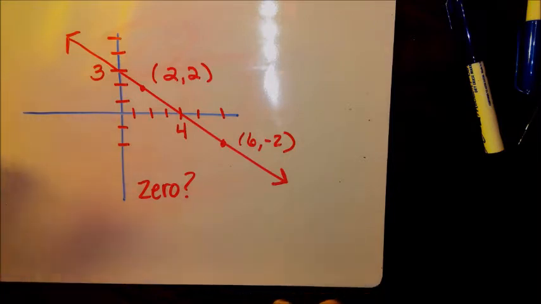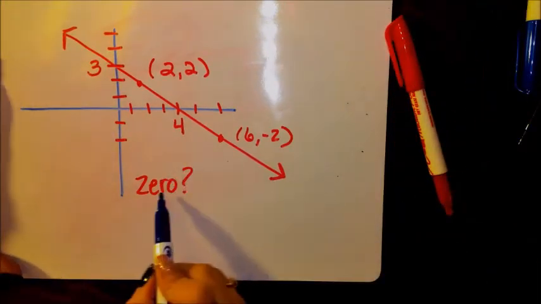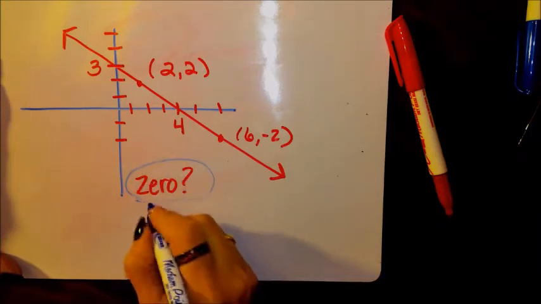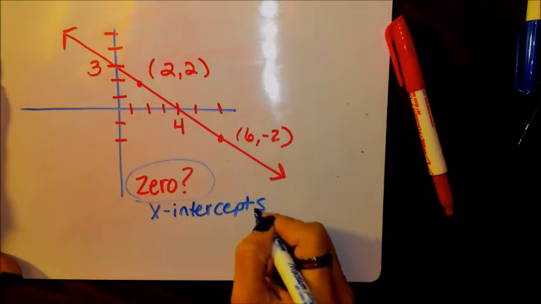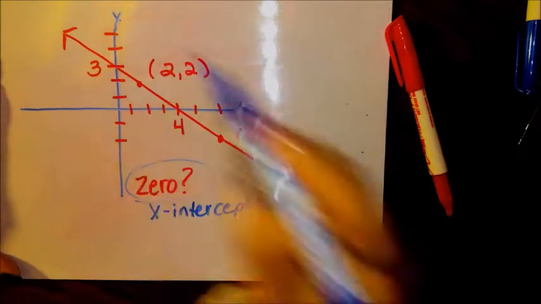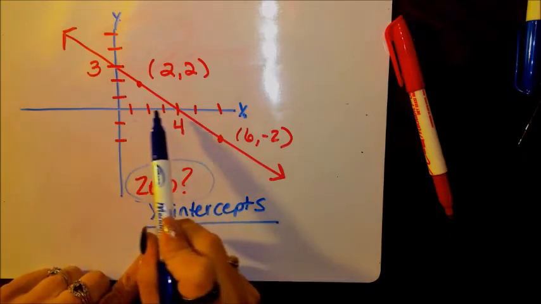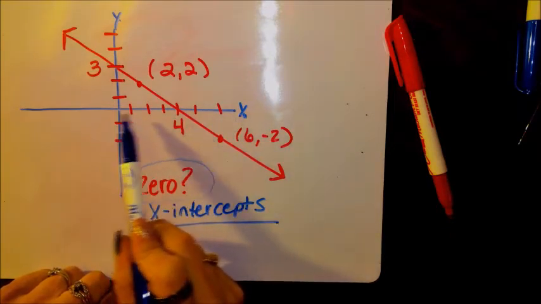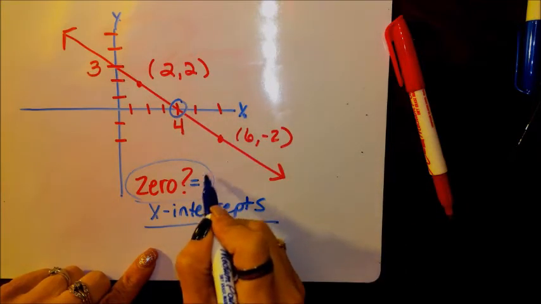Well, this is kind of like we threw this on there. I don't really know why we threw this question on here, but we did. The zeros, remember the zeros are the x-intercepts. So when you look at this, the x-intercept is where I cross the x-axis. Where do I cross it? Right here. So the 0 equals 4.